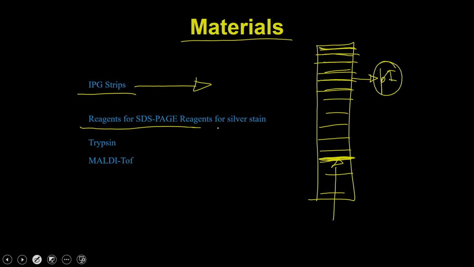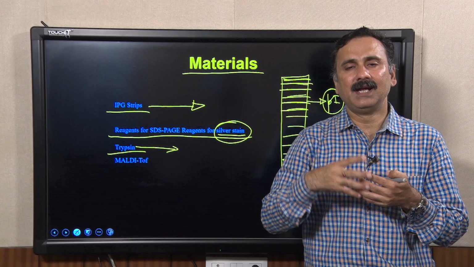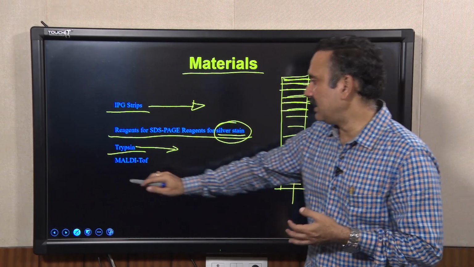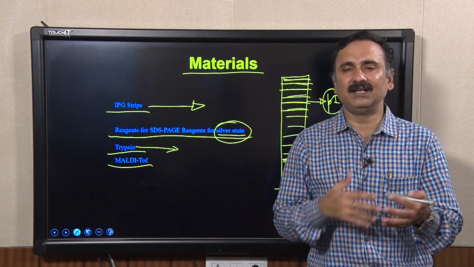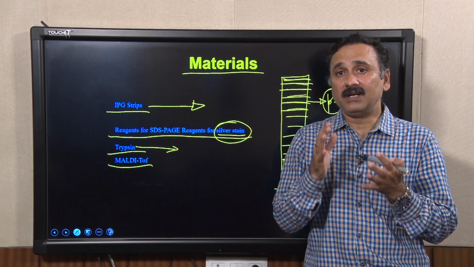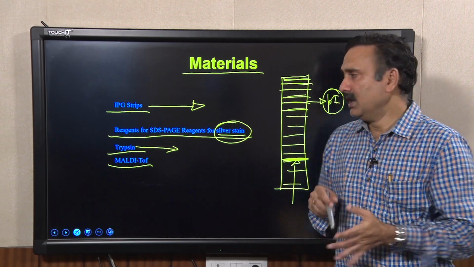Then you need reagents for the SDS-PAGE, and since you want sensitive detection, you also require reagents for silver staining. Then you require trypsin, because once you have these spots, you have to trypsinize them so that the proteins produce peptides. These peptides can then be analyzed by mass spectrometry to know their mass, and then you will be able to identify that particular protein.